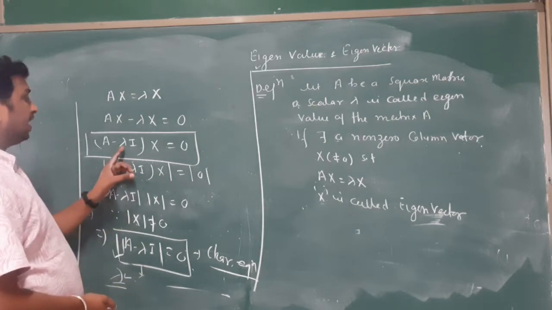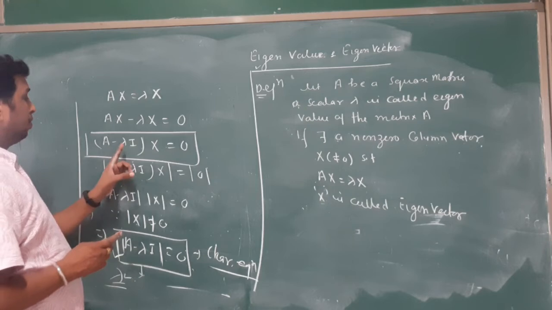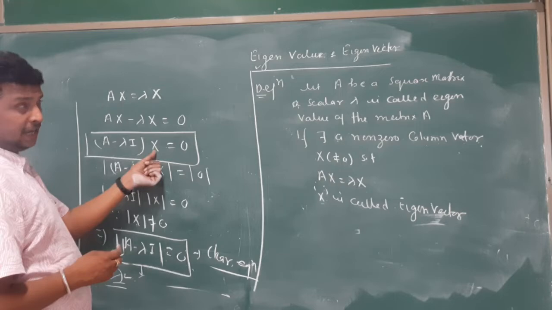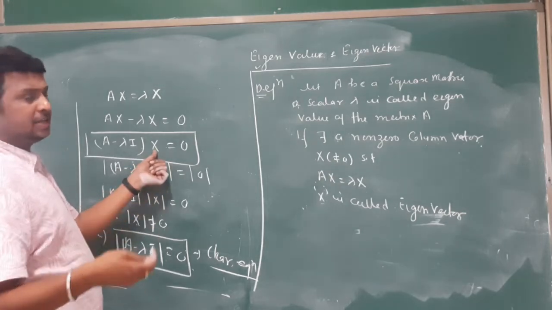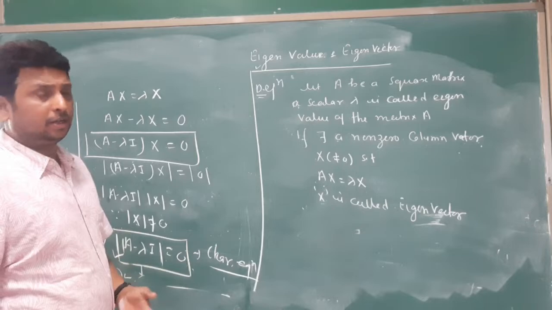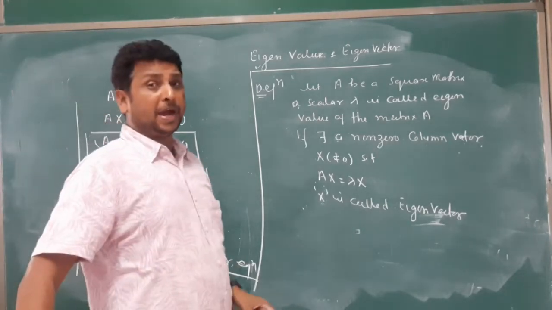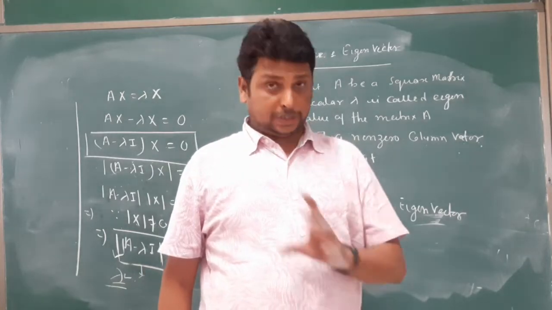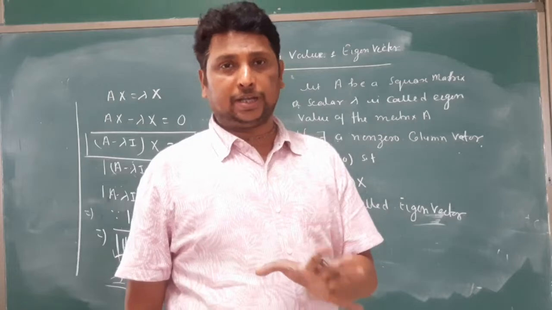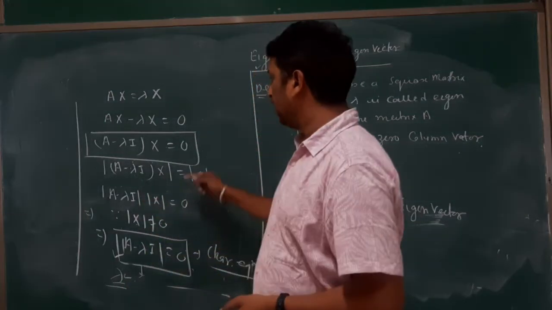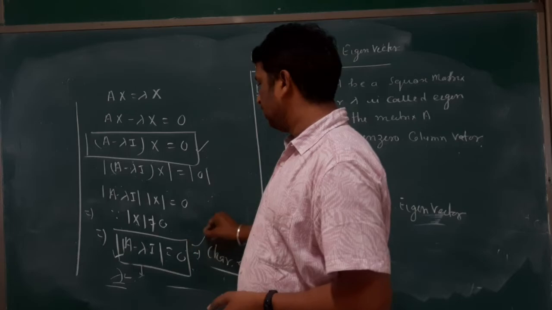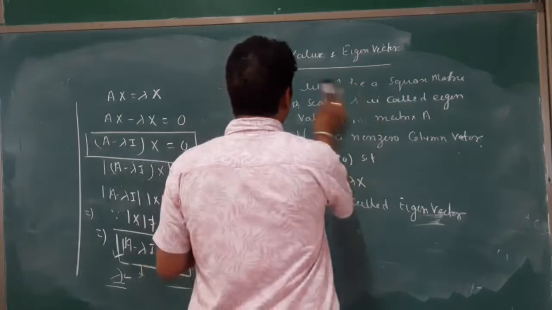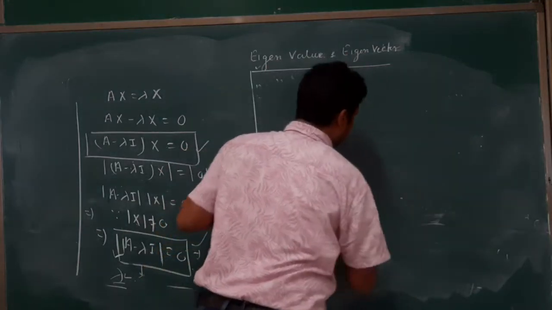Once you have calculated lambda, put each eigenvalue here one by one. Subtract lambda I from A, multiply with x, take x as x, y, z and solve the equation. You will get the eigenvector. Just keep in mind, x must be non-zero. If it comes 0, it means it is wrong. So in this way we calculate the eigenvector, and in this way we calculate the eigenvalue. Now I am going to tell you about a shortcut method to write the characteristic equation. What is that?